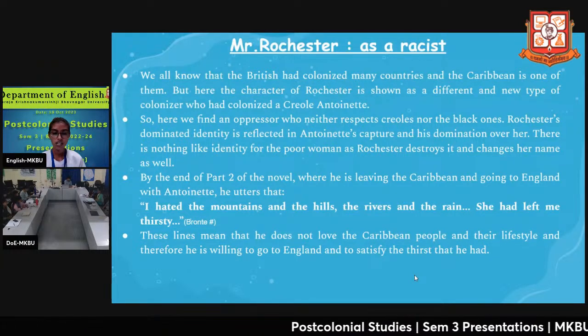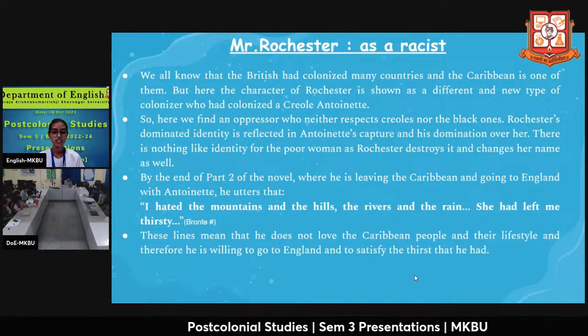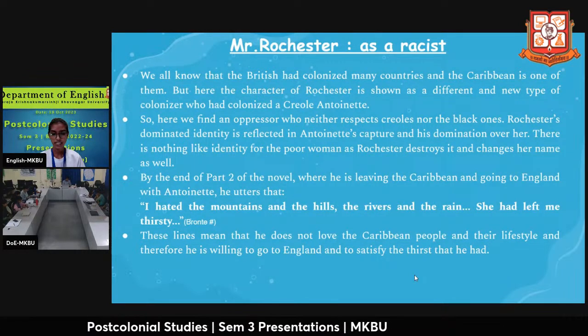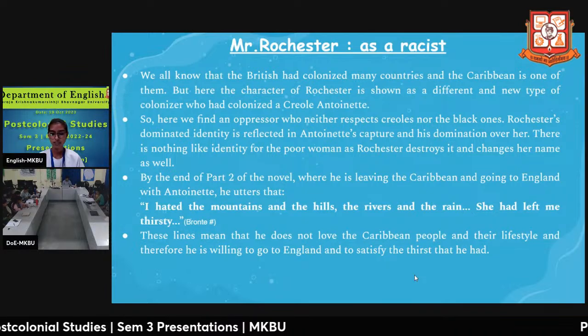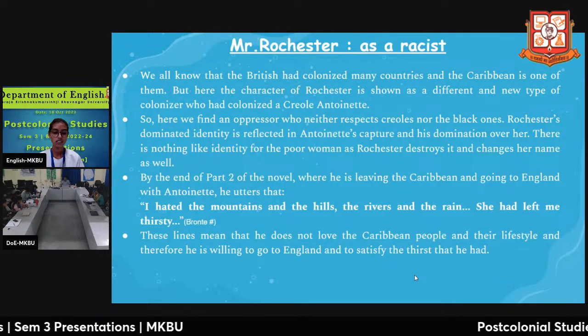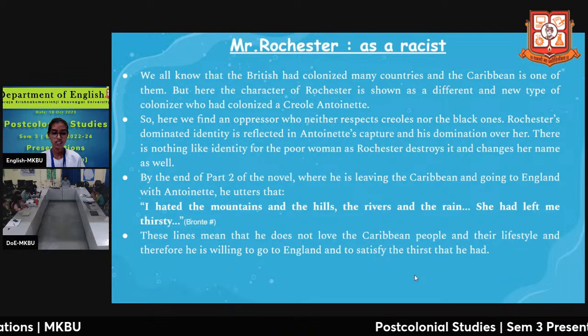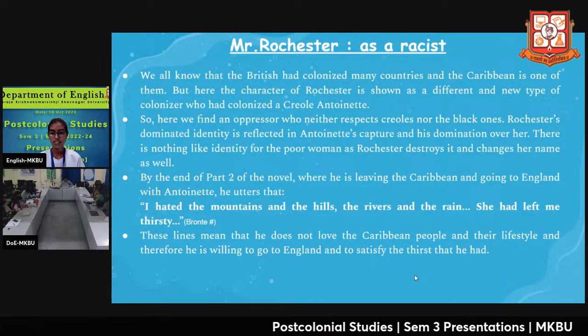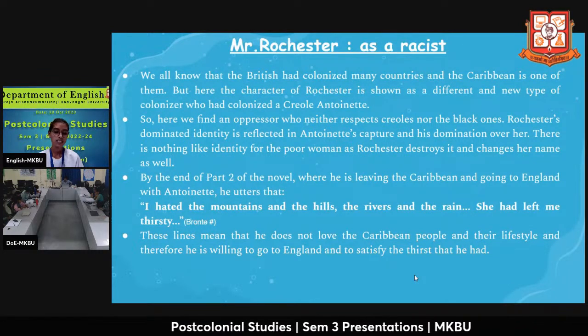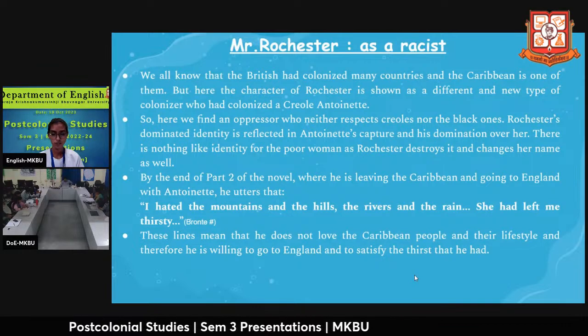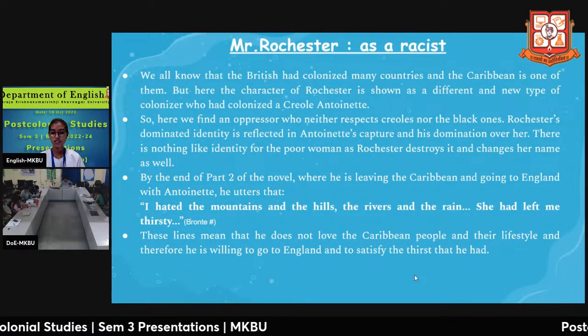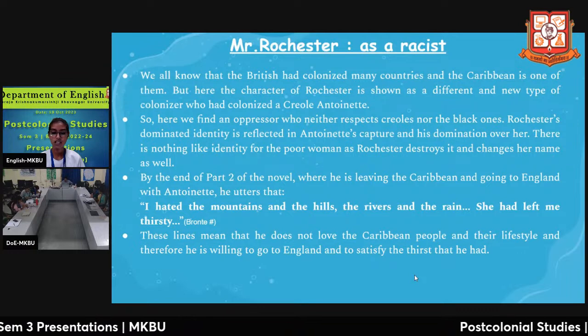a Creole, Antoinette. So here we find an oppressor who neither expects Creoles nor the black ones. Rochester's dominant identity is reflected in Antoinette's capture and his domination over her. There is nothing like identity for the poor woman, as Rochester destroys it and changes her name as well.